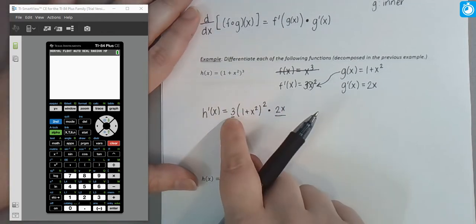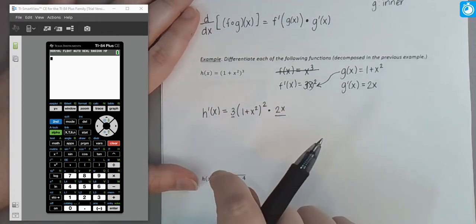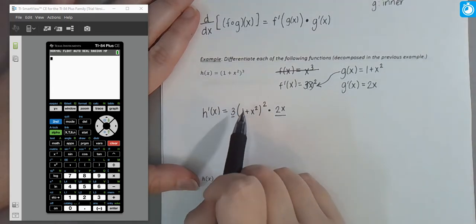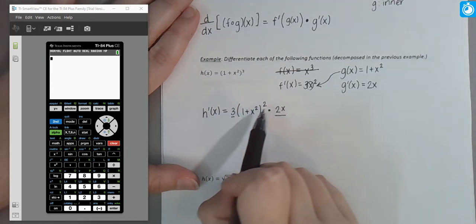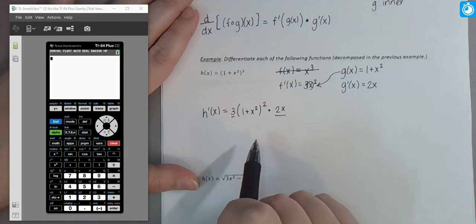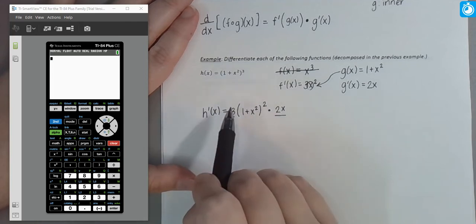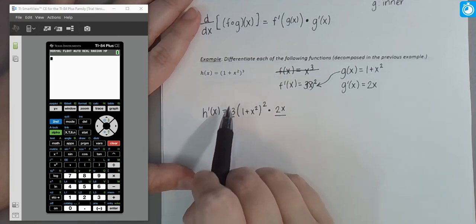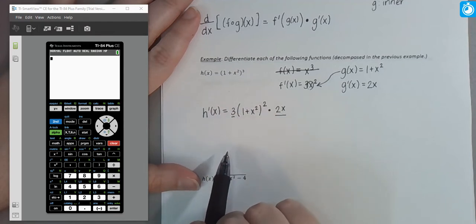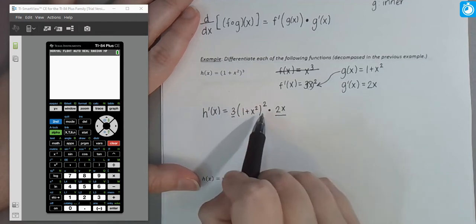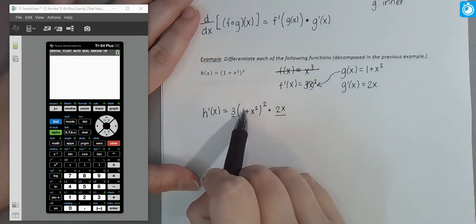Now you may be looking at this and thinking, well, why don't I just distribute the 3? You cannot distribute the 3 because everything in parentheses is being squared. Squaring takes place before you multiply. So distribution, the distributive property, does not apply here, not unless you went ahead and squared everything first.